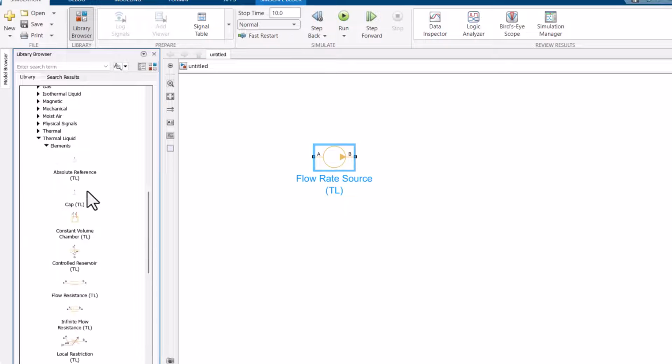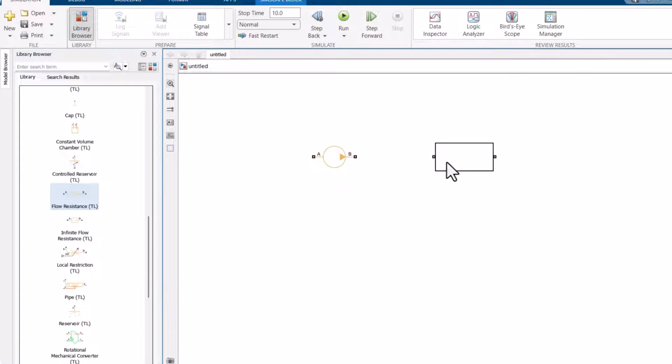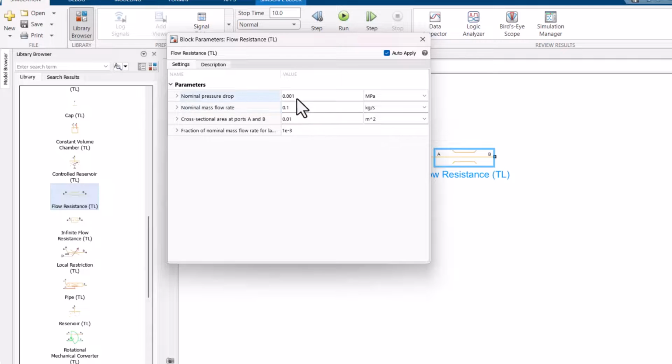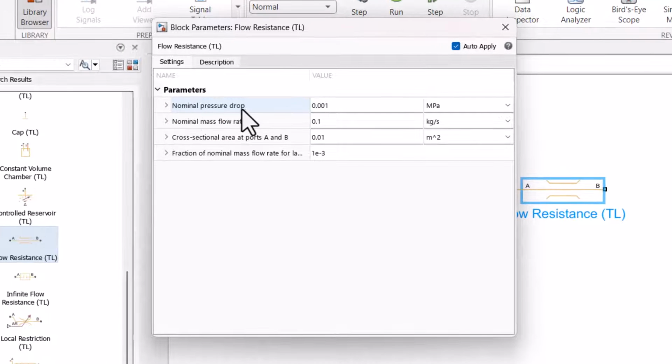Then I go to the elements and add a flow resistance. I double click on it and I need a nominal pressure drop and a nominal mass flow rate. I set the mass flow rate equal to 10 kilograms per second. And it means that if the flow rate across this resistance is 10, then the pressure drop is going to be equal to the amount that I enter right here. And I set it to 300 pascals.